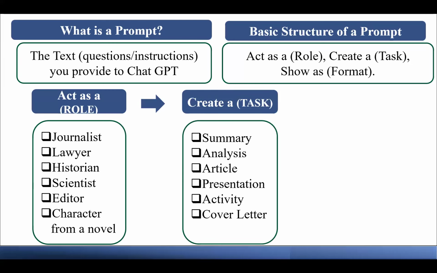After that, you create the task. The task could be anything that can be delivered to you in text format. So you can ask it to write an email, create a summary or summarize a particular email, analyze a particular set of data, create an article, or even a PowerPoint presentation or notes or transcript for a PowerPoint presentation. You can ask it to generate an activity for your class. So you can say, hey ChatGPT, I want you to act as an adult ESL instructor and create an activity, and so on and so forth.